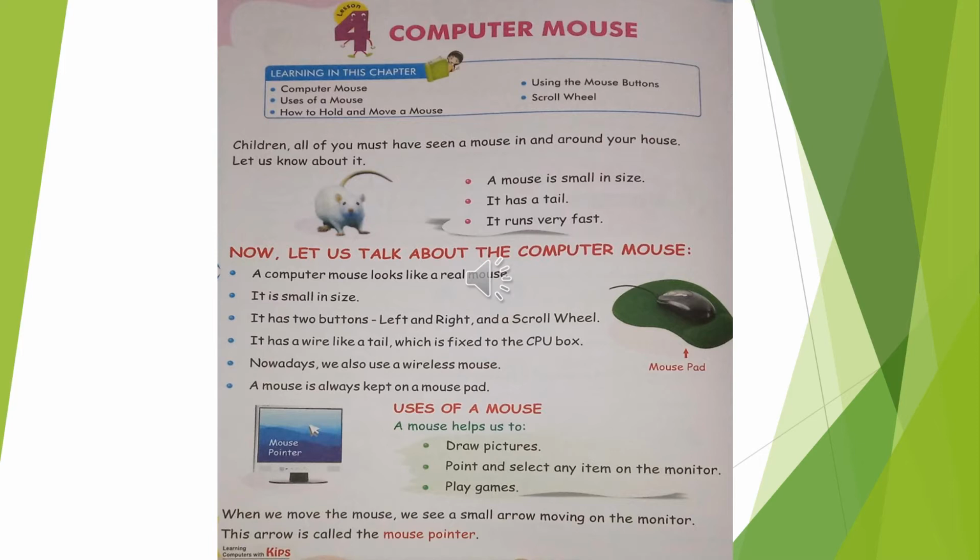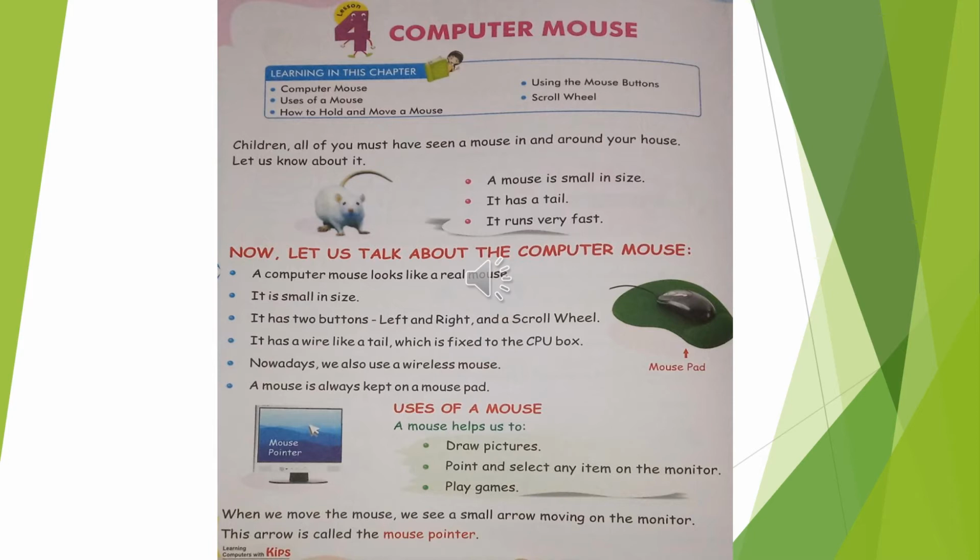A mouse is always kept on a mouse pad. We have to keep the mouse on a mouse pad so that it may work easily. Next, uses of a mouse. A mouse helps us to draw pictures, point and select any item on the monitor, and play games. While using a mouse, we can draw pictures, we can point and select any item on the computer, and we can also play games.